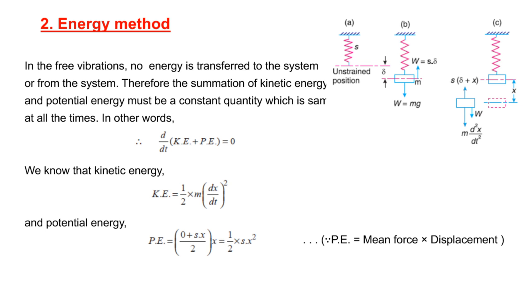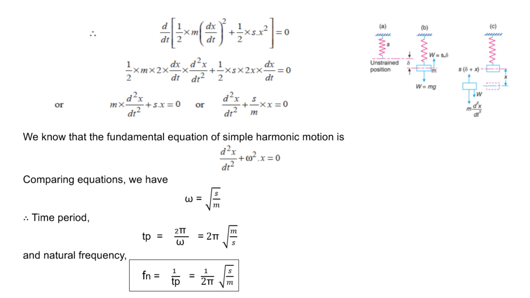Further, the procedure will be the same as that of the equilibrium method. After finding omega, find the time period. Time period is equal to 2π upon omega. Frequency is equal to 1 upon time period. Therefore, for this case also, by the energy method, we have got Fn is equal to 1 upon 2π square root of k by m, or square root of s by m.